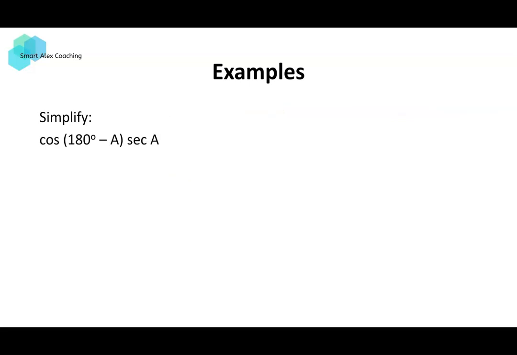In this second example, I'm not given a specific angle, I'm given an identity. Cos 180 degrees minus A can reduce to just minus cos A. Sec A is the same as 1 over cos A. So if I multiply those two together, the cos A cancels out, giving me a final answer of minus 1.